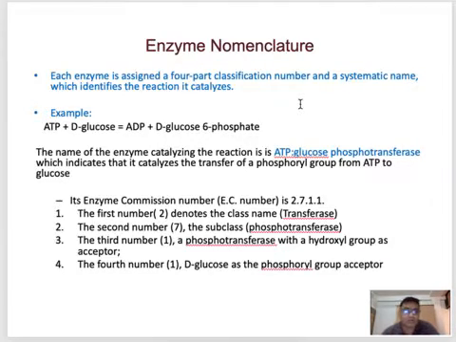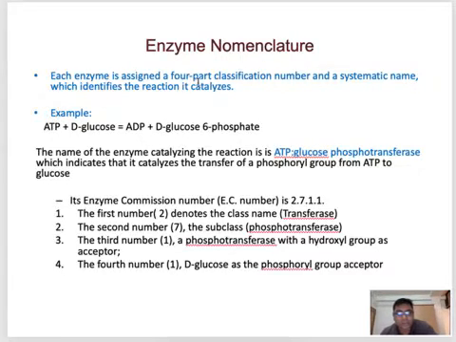Let's talk about an example. Consider this reaction: ATP plus D-glucose turns into ADP plus D-glucose 6-phosphate. This reaction is catalyzed by an enzyme named ATP glucose phosphotransferase. From the reaction we can see that from ATP, triphosphate, one phosphate group was transferred to D-glucose. It became D-glucose 6-phosphate, and the ATP lost one phosphate, so it becomes ADP, diphosphate.